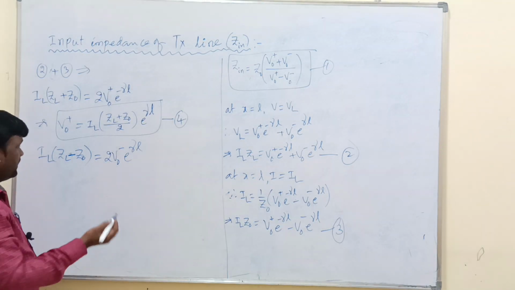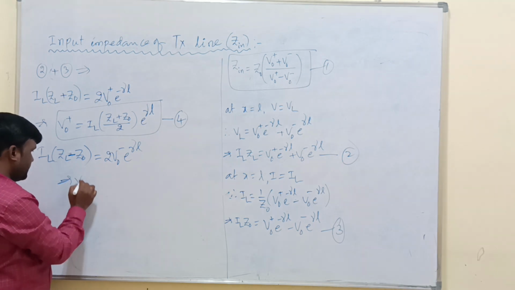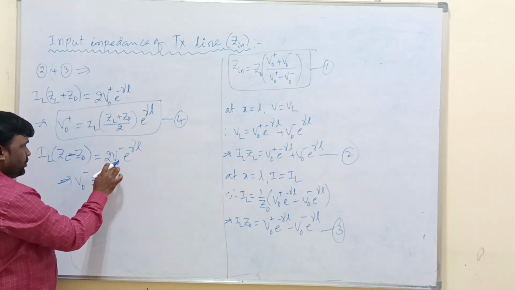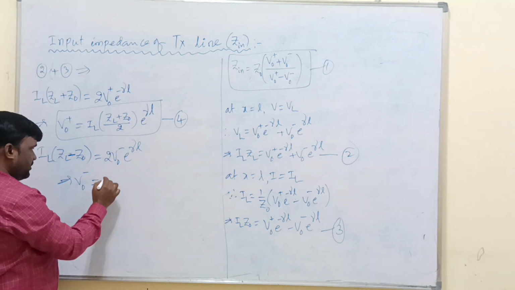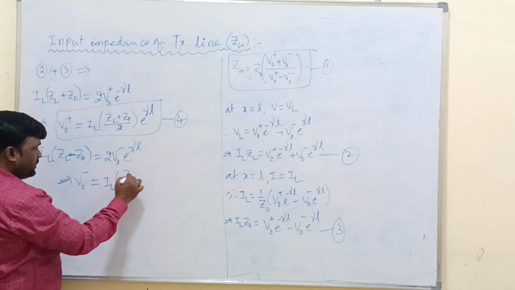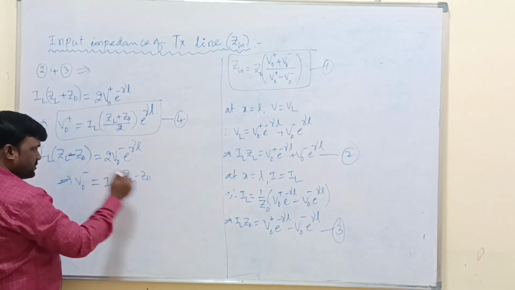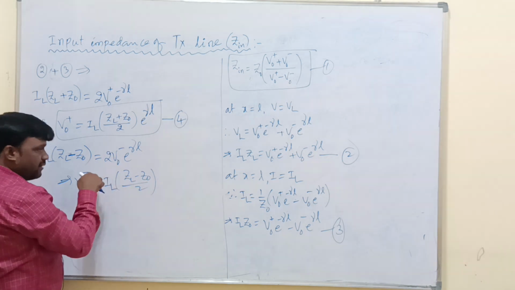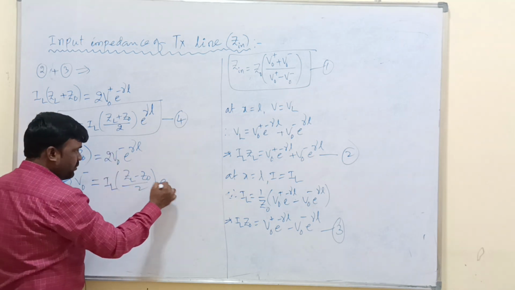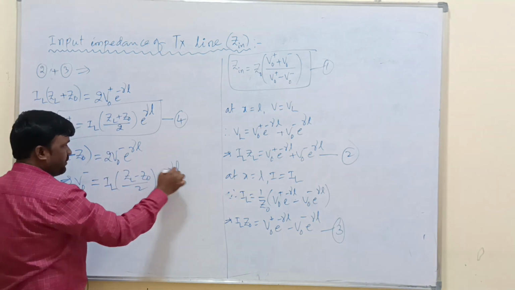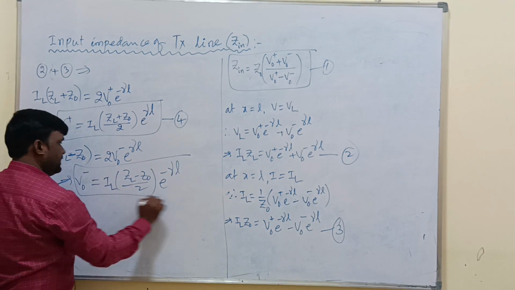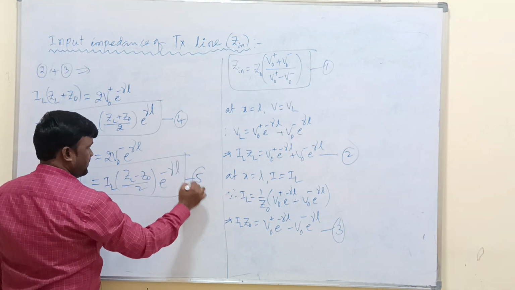What you required? V naught minus. Let us write the expression for this V naught minus. So for this V naught minus, send this term to this side. We can write IL into ZL minus Z naught, send this to this side by 2, divided by e to the power gamma L. That divided by e to the power gamma L can be written as e to the power minus gamma L. That is V naught minus.